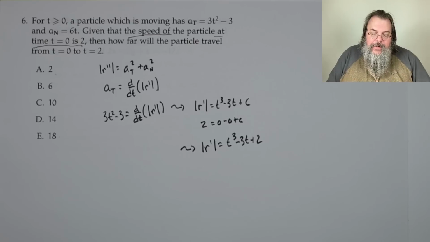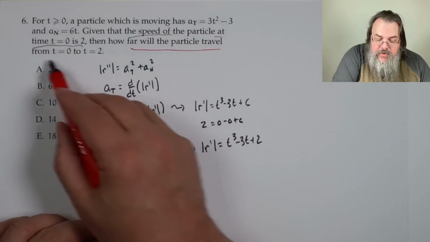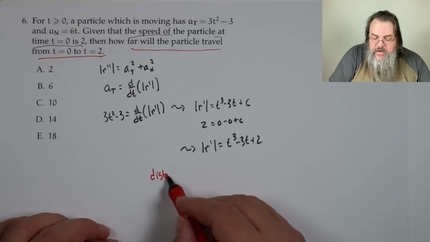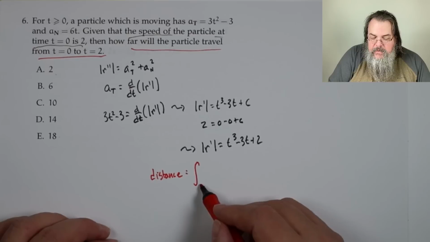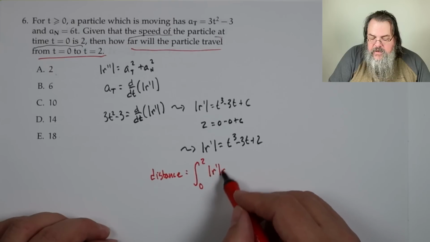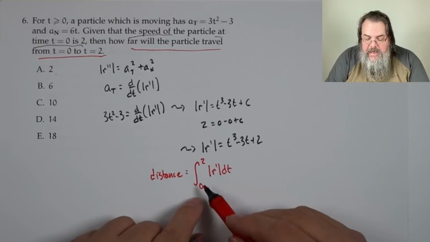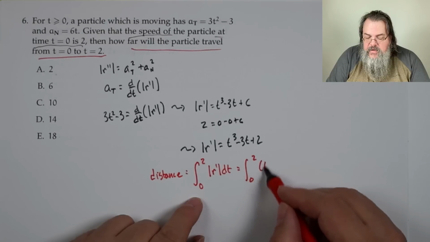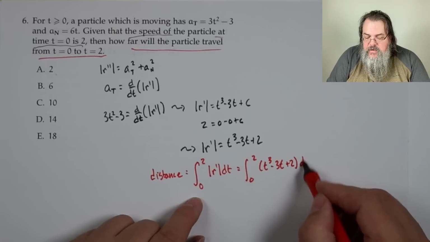So that's our speed. Now, we're almost there. How far will the particle travel? Well, for that, we're after distance, right? So distance is equal to adding up from 0 to 2 the integral of the magnitude of r prime dt. So this is our a to b. So we're going 0 to 2, t cubed minus 3t plus 2 dt.